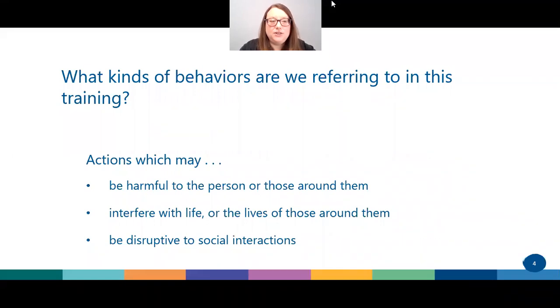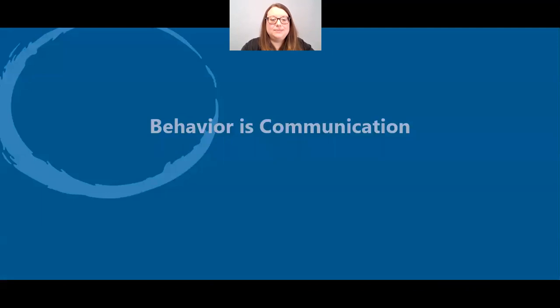But let's start first with some definitions. What exactly do we mean when we are talking about behaviors, specifically in this training? What we're talking about are actions on the part of the resident which may be harmful to them or to those around them, actions that could interfere with their life or the lives of those around them, and also actions that might be disruptive to social interactions. That's what we mean when we say behaviors for the purposes of today's training.